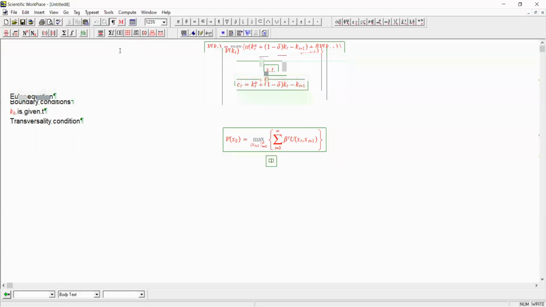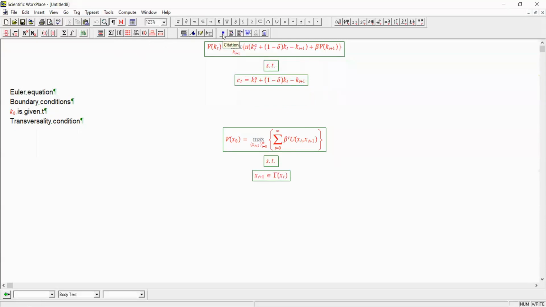And this is going to be subject to xt being drawn from some set gamma, xt plus 1 should be drawn from some set gamma that depends on xt. And of course, x0 is given. Now is where we need some assumptions to make this work.